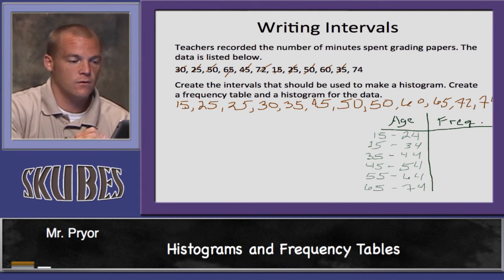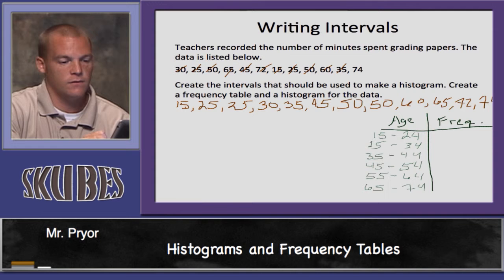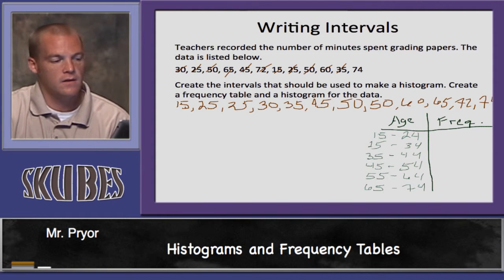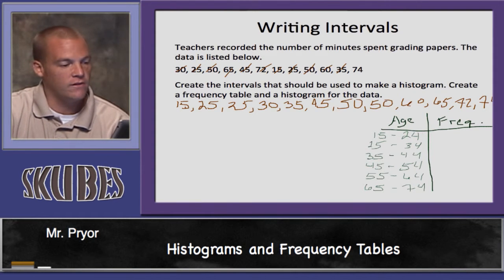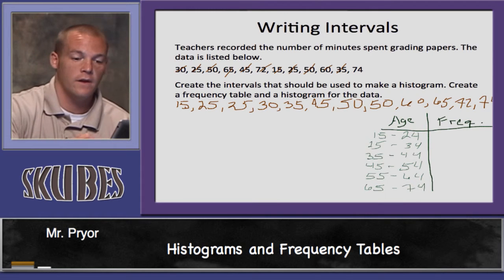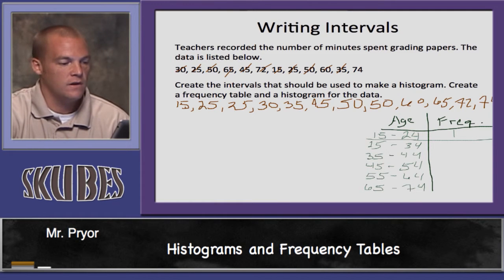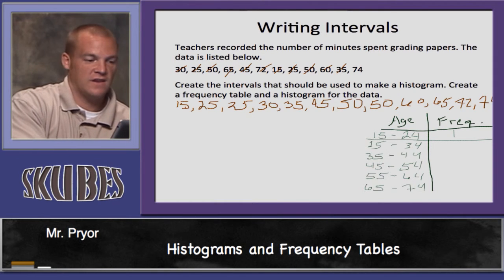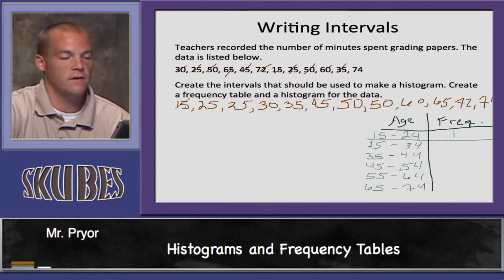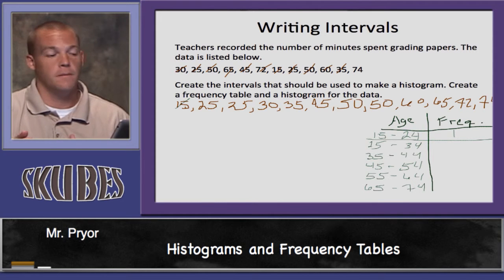So 15 to 74, we're going to start with 15 to 24. How many of these times fall within that range? So 15 to 24, it looks like just one. So we can just go ahead and put a 1 there. If you want to separate it with a line, you can. 25 to 34, and again, I'm just counting. Notice there was only one value there, 15, that fell within that range of numbers.